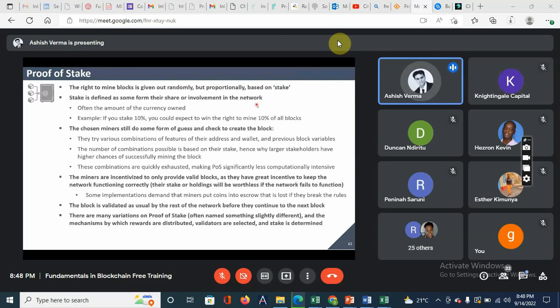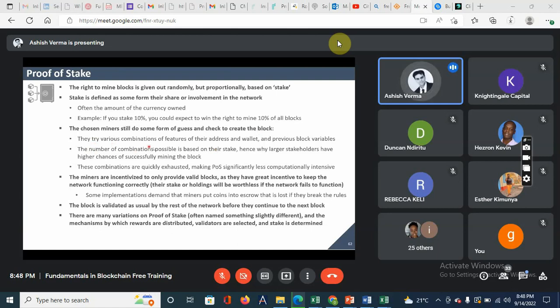They expect to win the right to mine 10% of the blocks. So it's proportionate. The chosen miners still do some form of guess and check to create the block. So the same kind of norms which happen in proof of work will be given to these miners also, but the complexity will be slightly less because there'll be a very limited number of miners. So there is no point in making it too complicated because some kind of trust is being built in the system through stake.